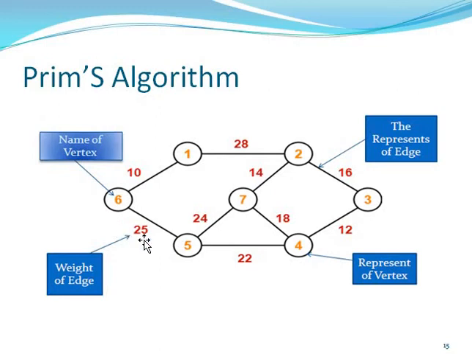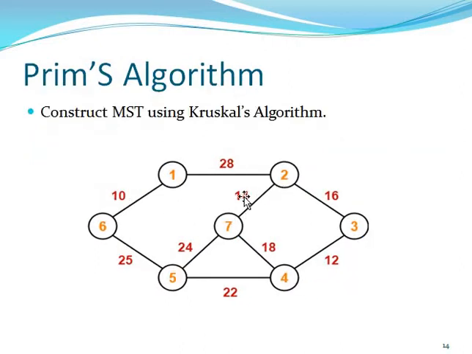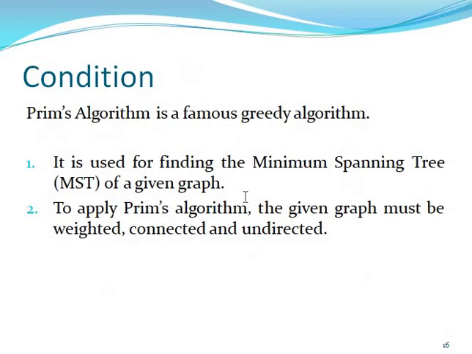So here also, this is called the weight. Then this is the name of the vertex, and this is the edge, and these are all the vertices. This is the common thing. So this is one common example of Kruskal and Prim's. Now what is the condition?